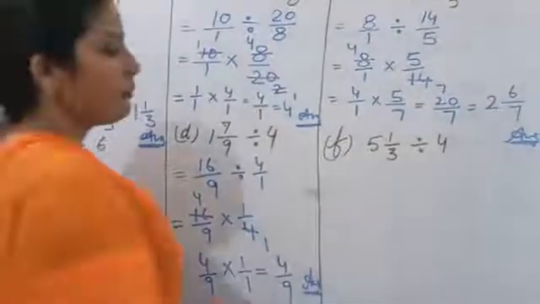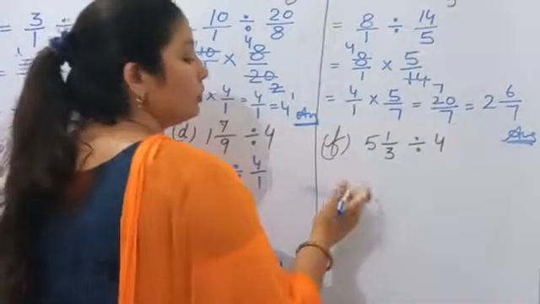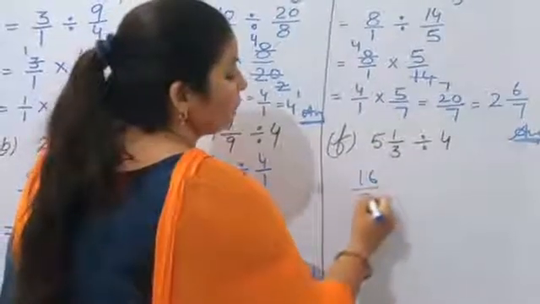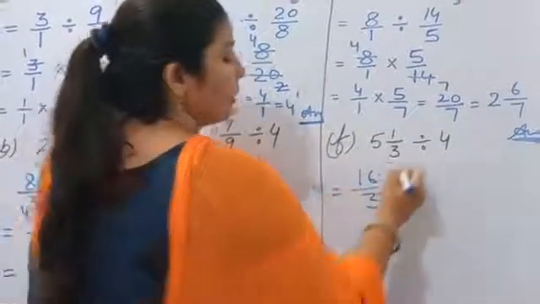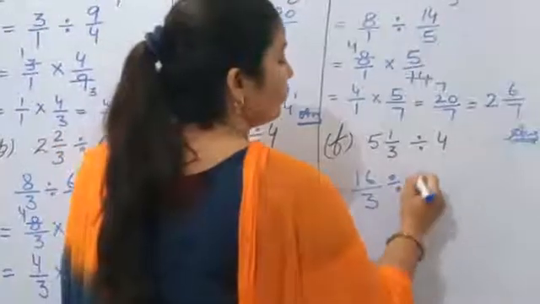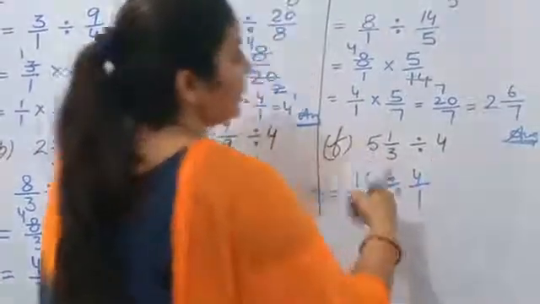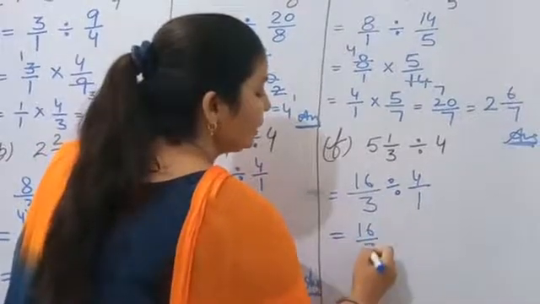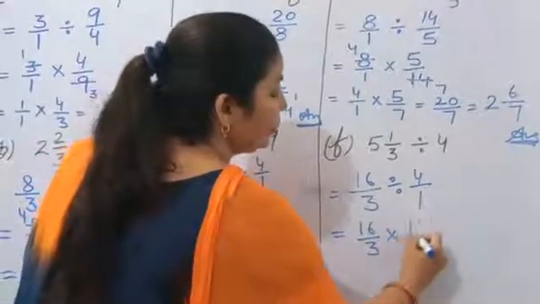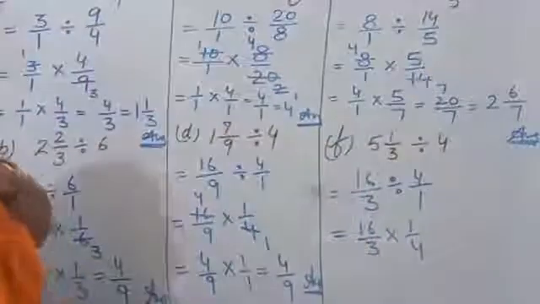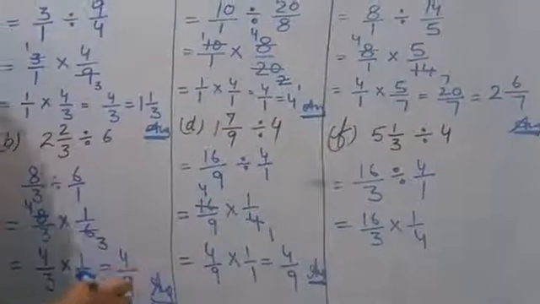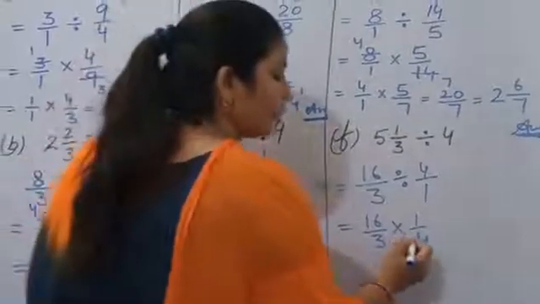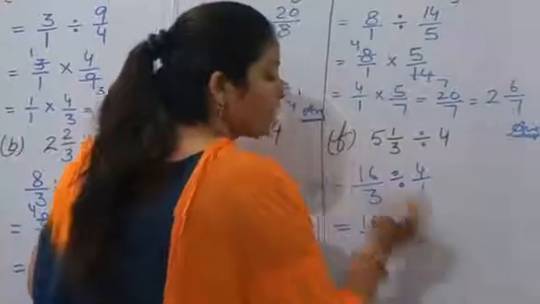Now next is F part, 5 whole 1 upon 3. So 3 5s are 15 plus 1, 16 upon 3 divided by 4 upon 1. Now divide will change into multiply. 16 upon 3 multiply by 1 upon 4. Now we can see that 16 and 4 both are coming in 4 table. 4 fours are 16, so we can divide by 4. 4 divided by 4, 4 ones are 4.